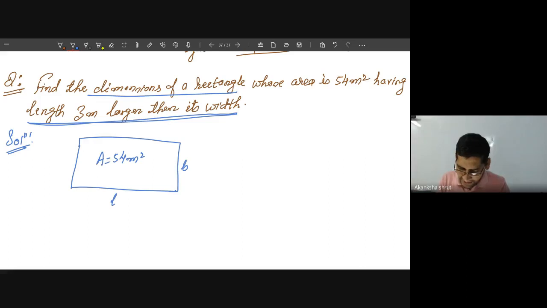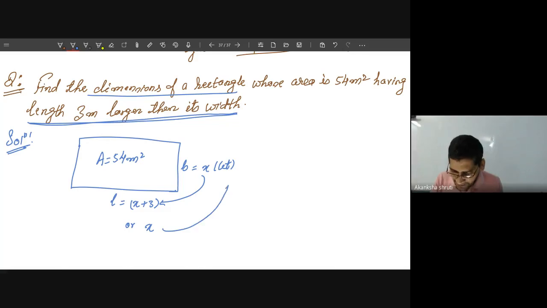This is the statement which is given, which can convert these L and B into a single variable. Means if I consider this as X, then what will this be? This will be 3 meter longer, so it will be X plus 3. Or if I am assuming this as X, then this will be shorter, so it will be X minus 3. So this is what the statement specifies.